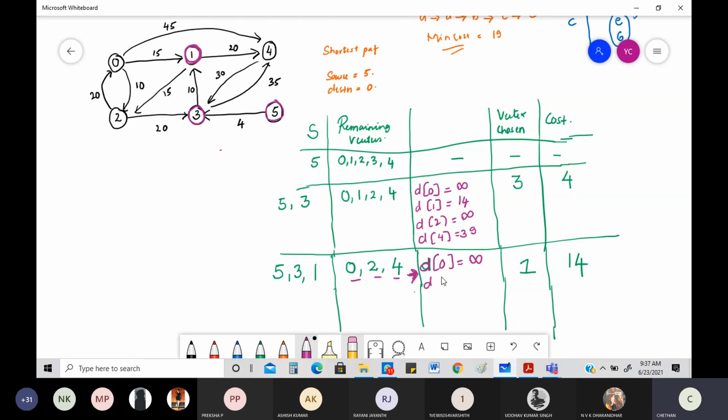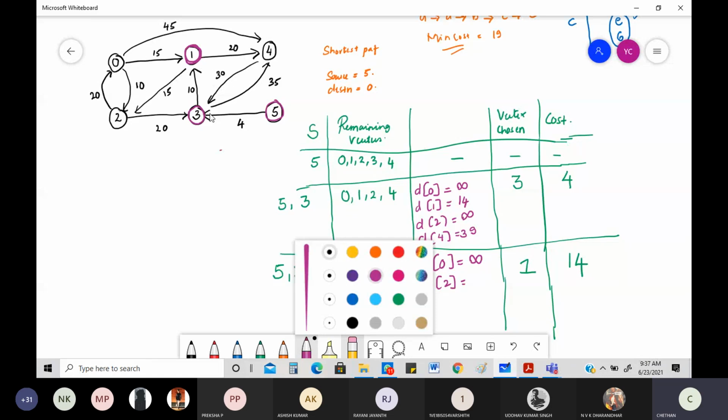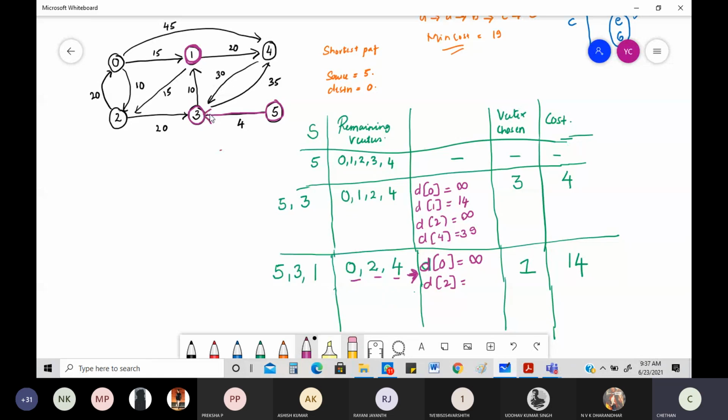Next, from D of 2, I need to figure out. I've already crossed this path. This entire path, from here anywhere I can go to 2. Yes, directly I can go to 2 here. From 1 I can go directly to 2. Can I write that distance of 2 is nothing but equal to, from 1 till here it is 4, 14, so next 15. So what is going to happen? 29. You can count easily.